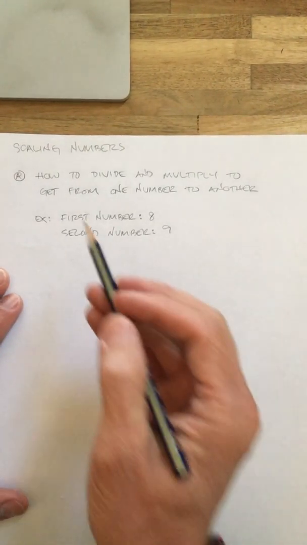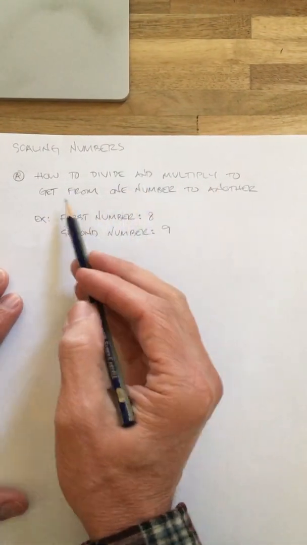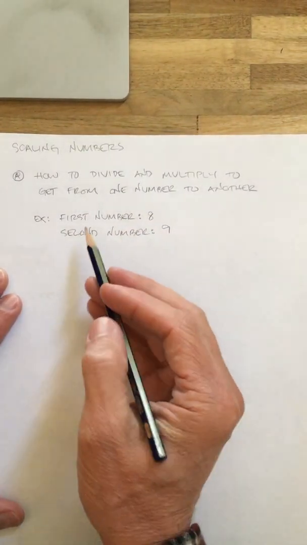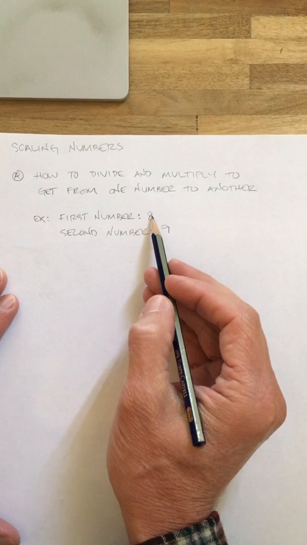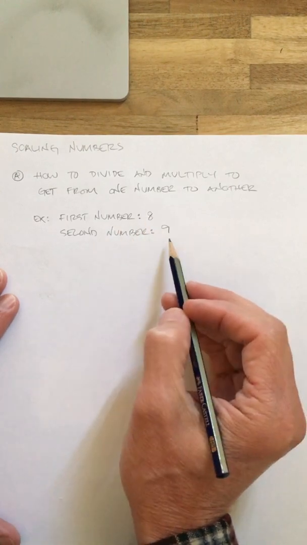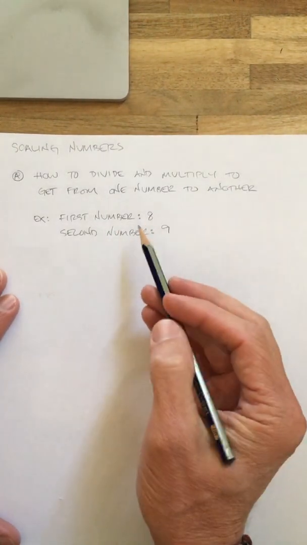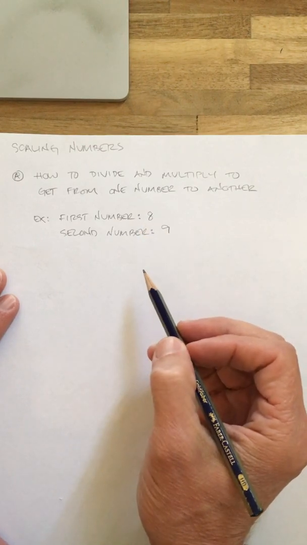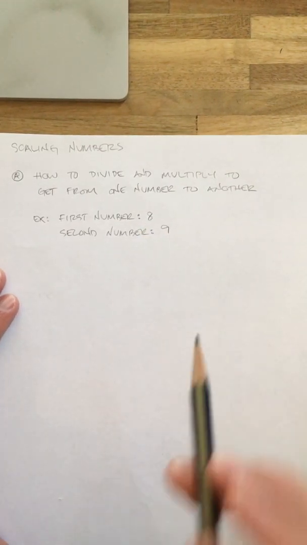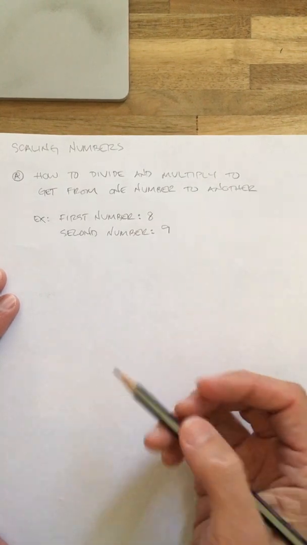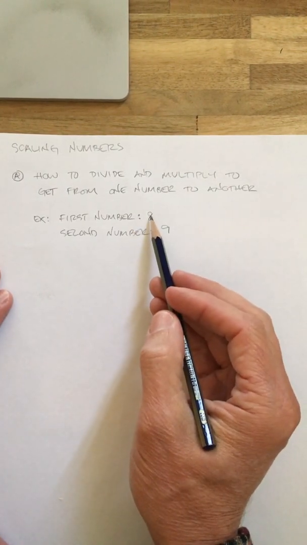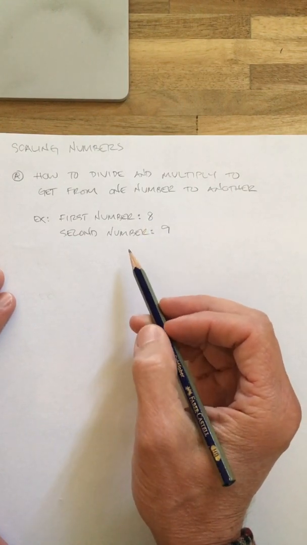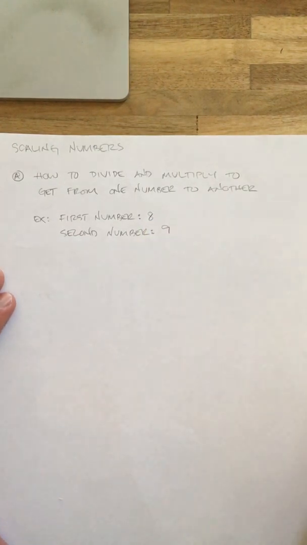So here's how we're going to start: how to divide and multiply to get from one number to another number. Here's my first example. The first number we're going to start with is 8, and my second number is 9. What can I do to go from 8 to 9? Now I know you're saying, just add 1. That's not what I'm talking about. We're going to do this in 2 steps. What can I divide 8 by first, and then multiply that result by to get 9?